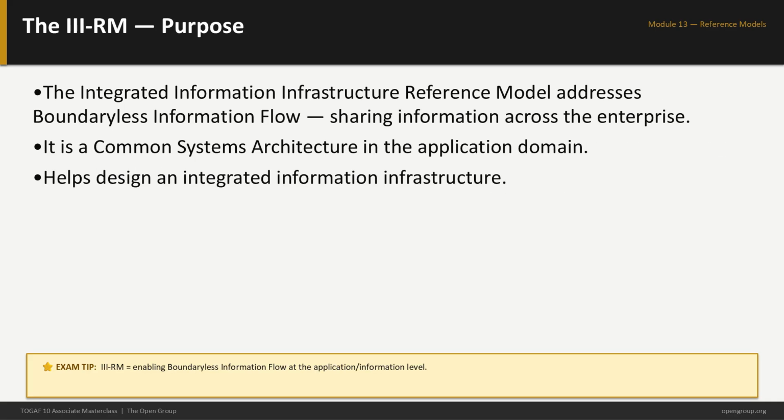Now the second model, the Integrated Information Infrastructure Reference Model, the 3RM. Its purpose is to address boundaryless information flow directly, enabling information to be shared seamlessly across the enterprise. It's classified as a common systems architecture, and it operates in the application domain. Its job is to help architects design an integrated information infrastructure, the application-level plumbing that lets information move freely. So where the TRM was about the technology platform, the 3RM is about information flow at the application and information level. Anchor the 3RM to that phrase, boundaryless information flow, at the application and information layer.